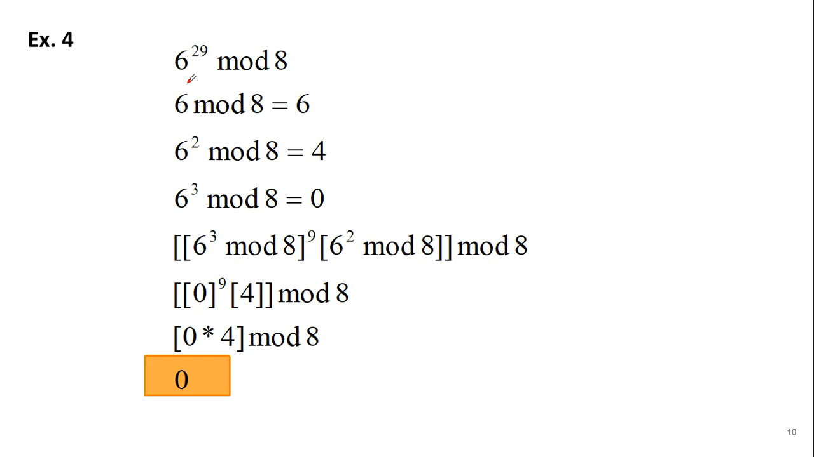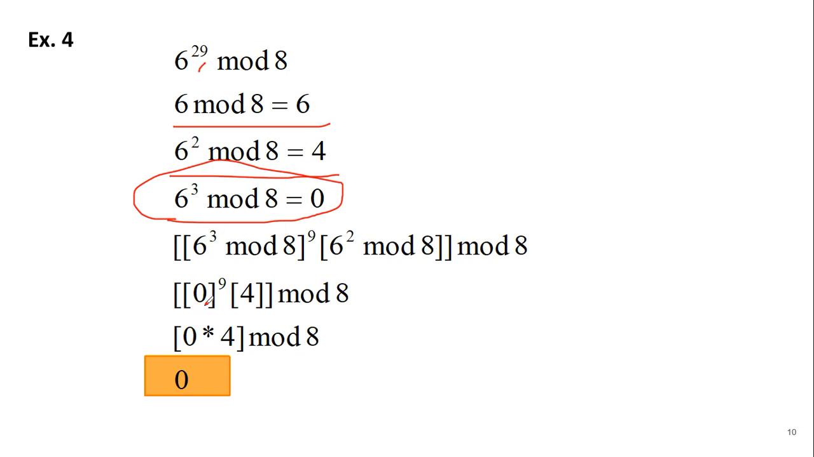Next is 6 raised to 29 mod 8. 6 mod 8 is 6, 6 square mod 8 is 4, 6 cube mod 8 is 0. Now here the important observation is that when 6 cube mod 8 is equal to 0, we need to rearrange the 29. We can arrange the 29 as 9 into 3, 27, plus 6 square mod 8.